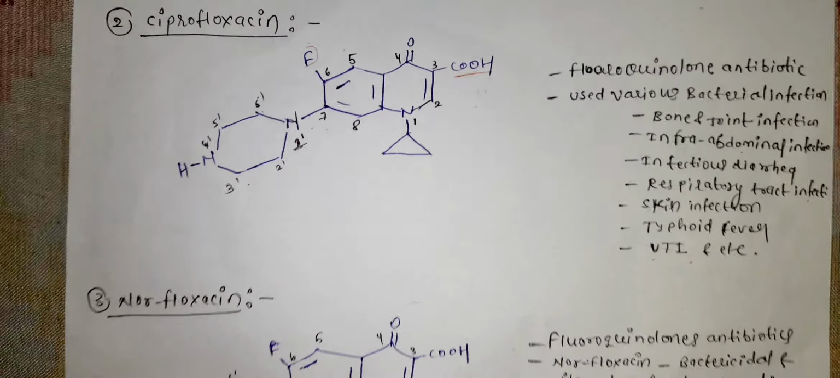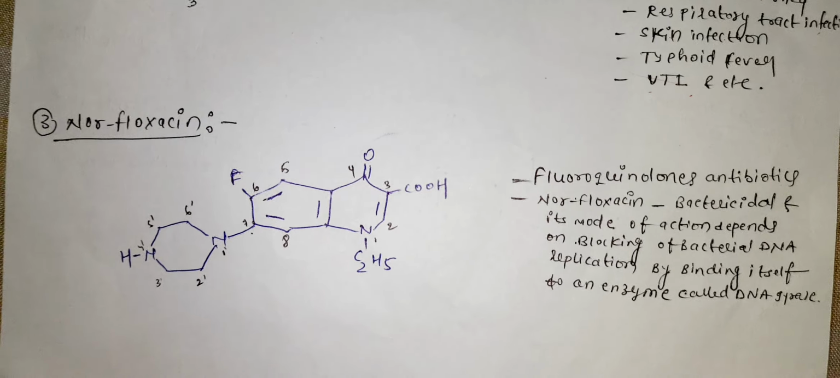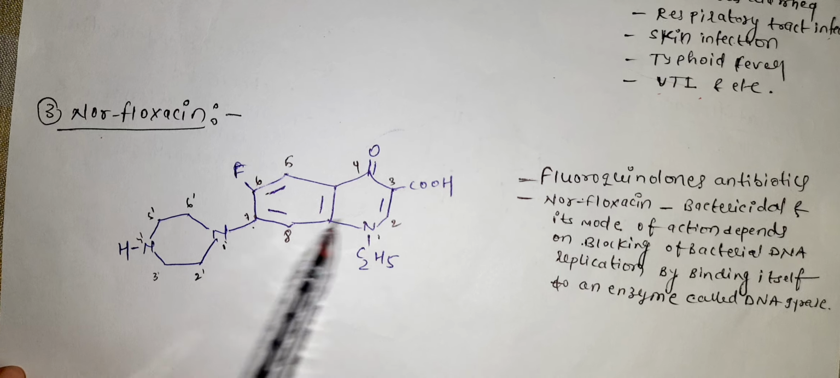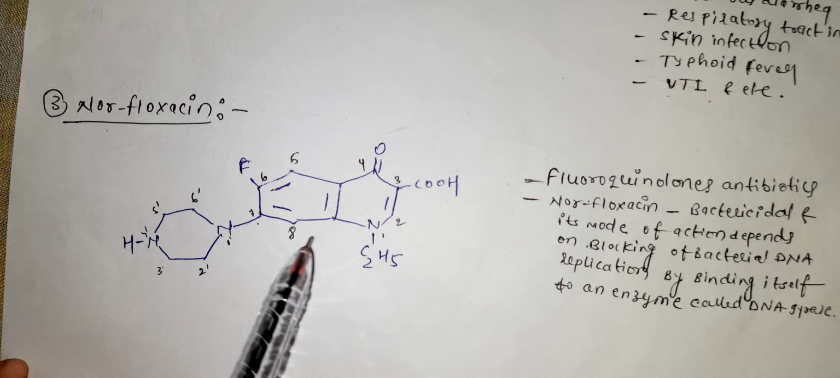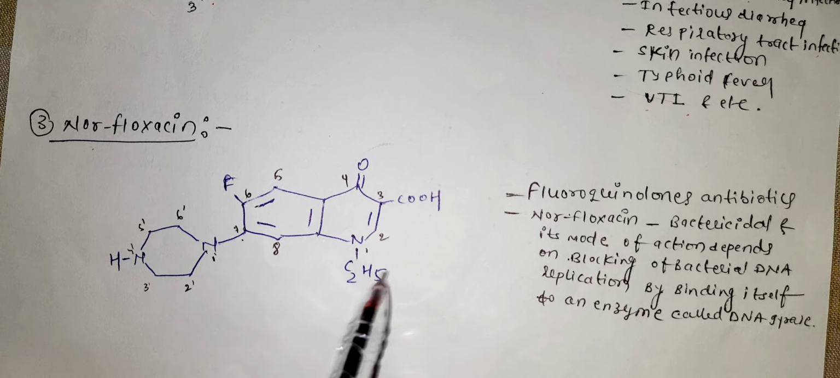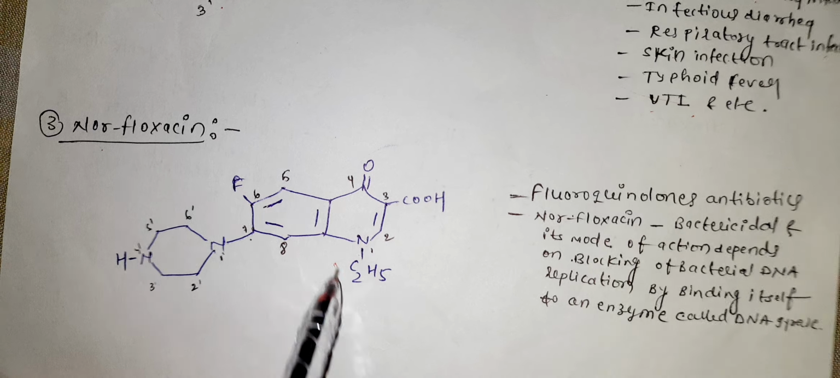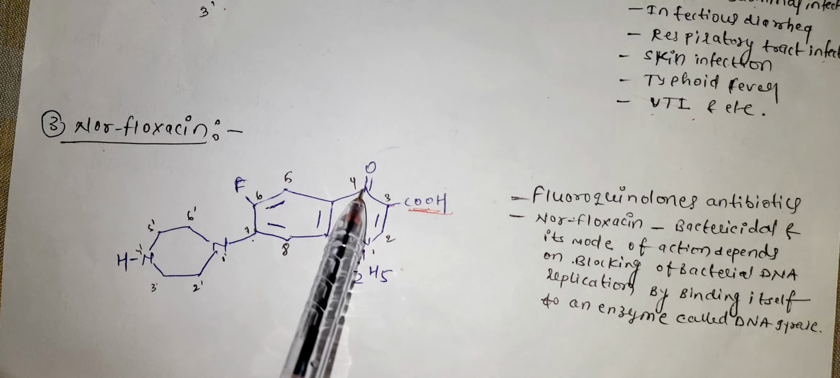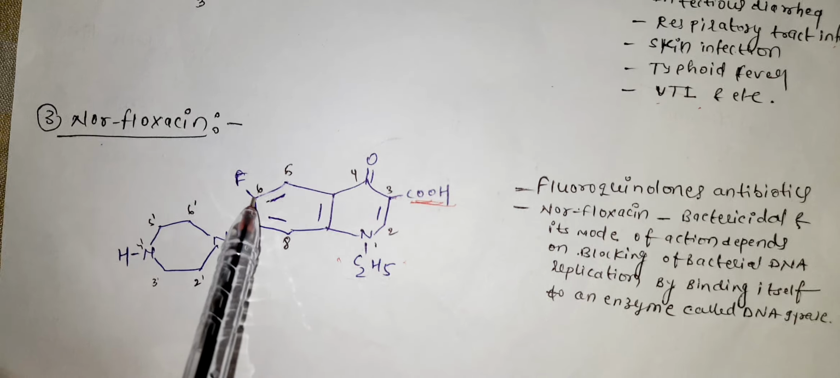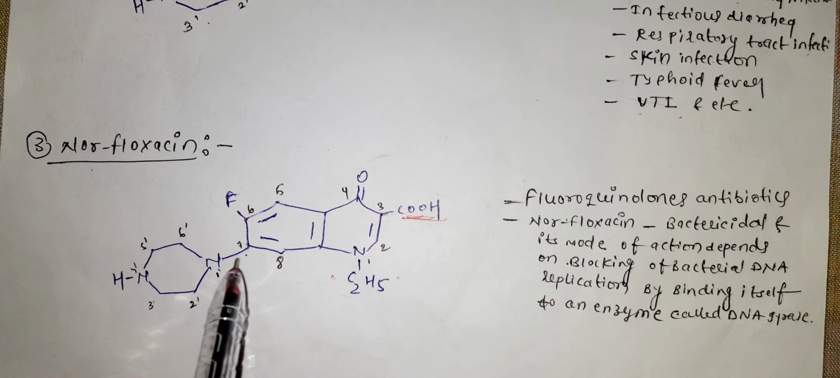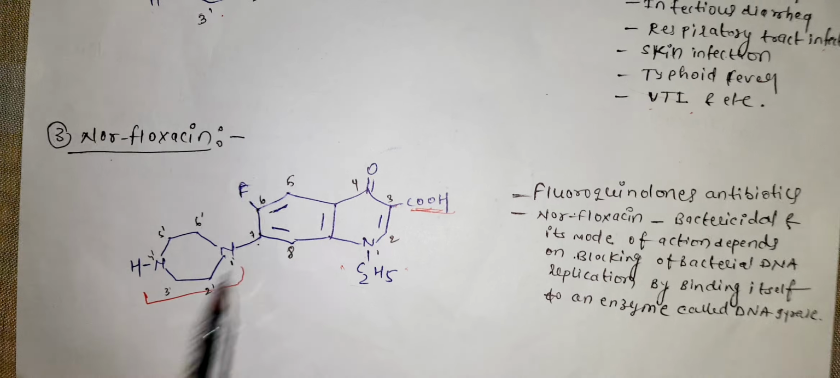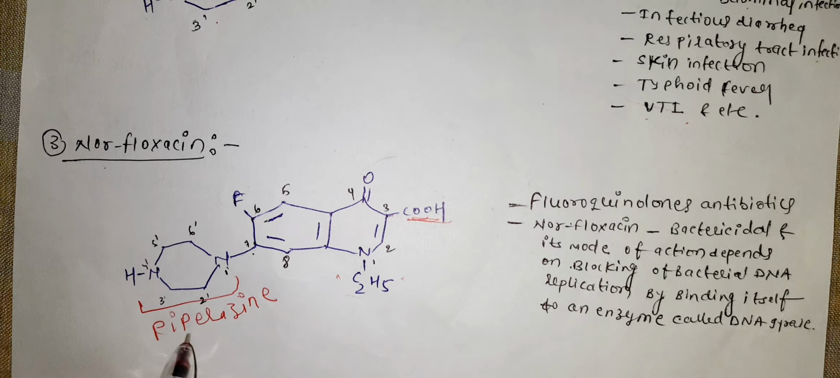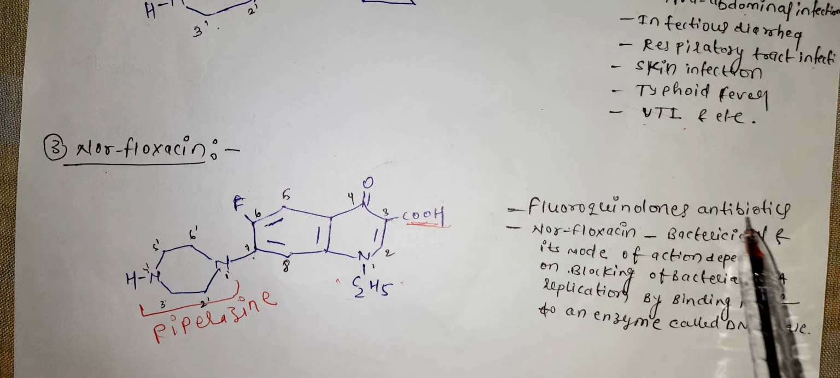Okay, now we discuss the third drug, norfloxacin. Norfloxacin is also a fluoroquinolone derivative and a fluoroquinolone antibiotic. In the structure of norfloxacin, position number 1 is substituted by an ethyl group, position 3 by a carboxylic group, position 4 by an oxo group, position 6 by fluorine, and position 7 by piperazine, and it is a fluoroquinolone antibiotic.